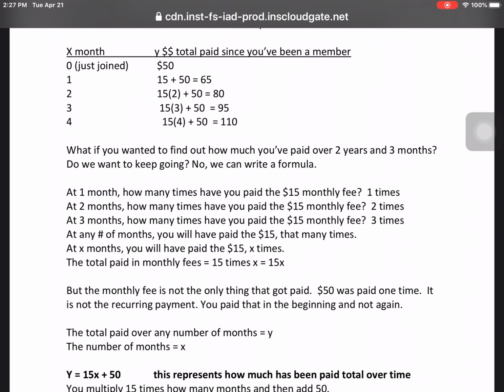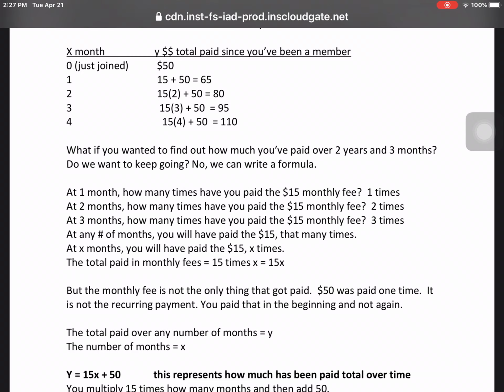The right side represents the total that you've paid over time, all together. At X equals 2 months, you've paid $15 twice, plus you paid $50. The $50 is a one-time payment. The $15 gets paid every month. At 3 months, you've paid $15 3 times, plus you paid $50. Remember, the right side represents how much you've paid all together, how much you've spent on your gym membership over all time.